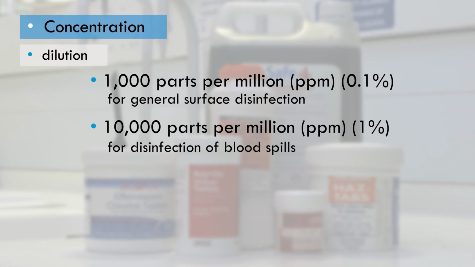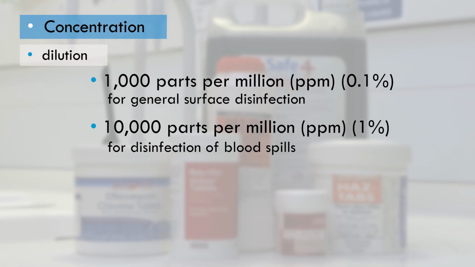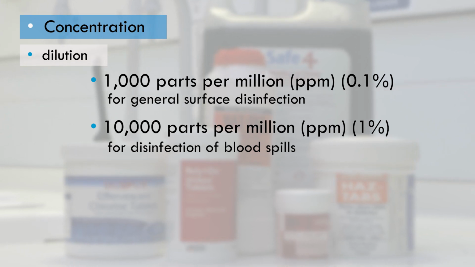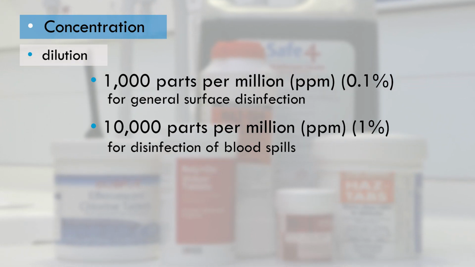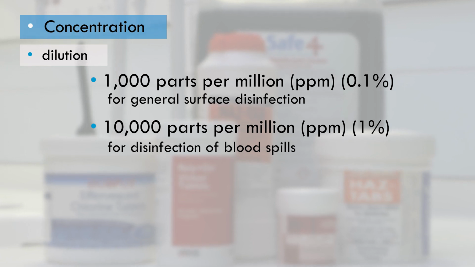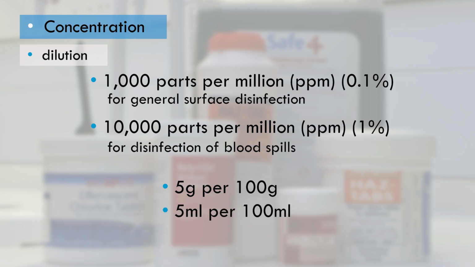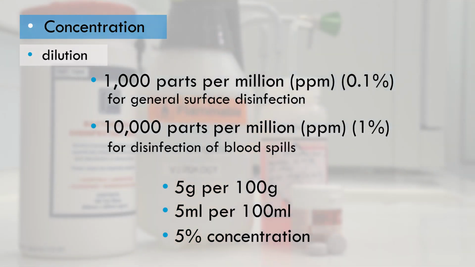Manufacturers will not necessarily use parts per million when giving concentration. They will often use weight, volume, or percentage. For example, the concentration might be described as 5 grams per 100 grams, or 5 milliliters per 100 milliliters, or 5%. These are all the same. If we start with a product concentration of 5%, how do we work out how much we need to produce 1 liter of a solution diluted to 1,000 parts per million?